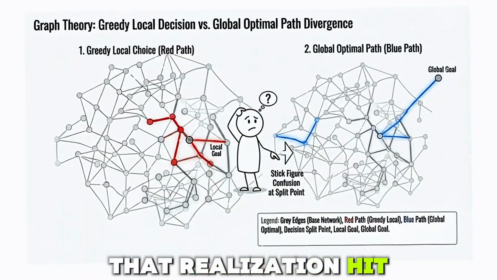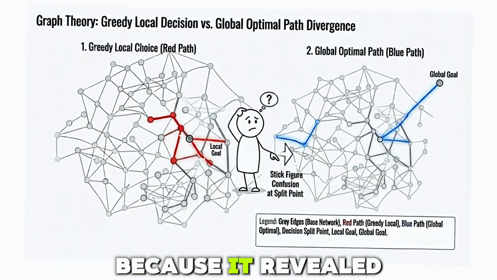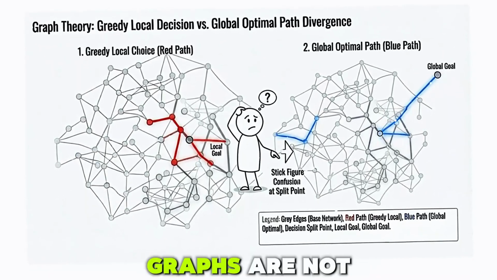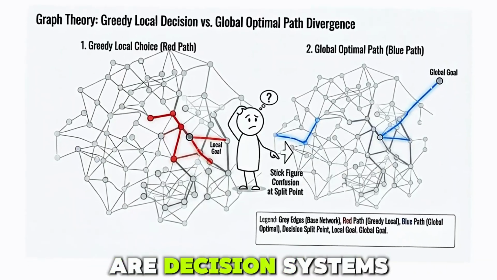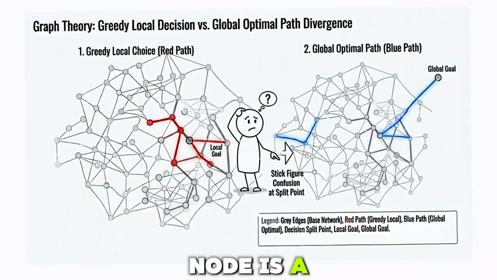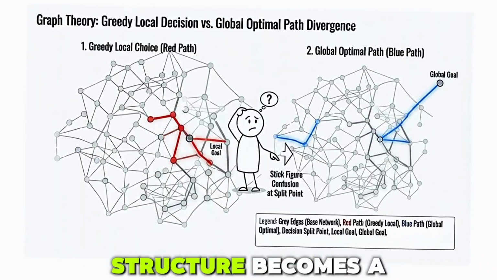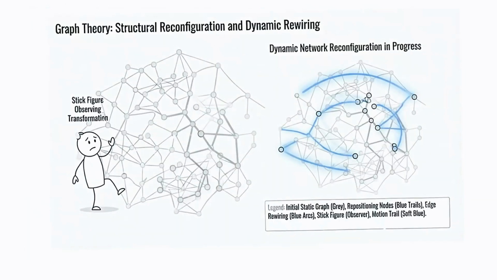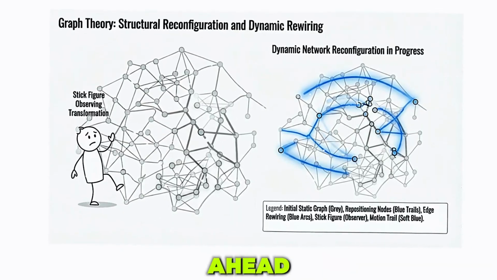That realization hit harder than expected, because it revealed something deeper. Graphs are not just maps, they are decision systems. Every edge is a choice, every node is a state, and the entire structure becomes a decision space. But the real twist was still ahead.